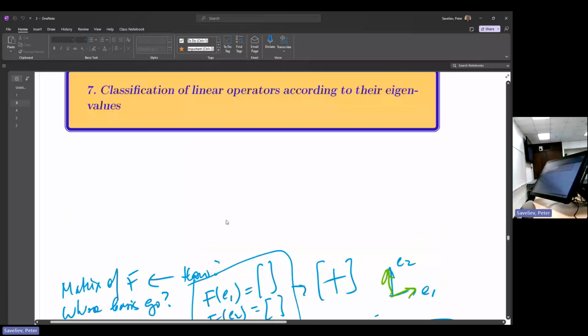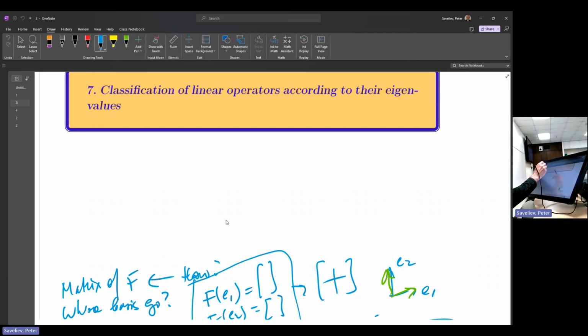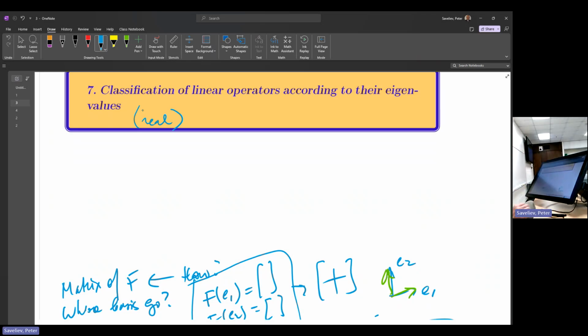All right, so this is pretty much what we wanted to get from linear algebra. Okay. Classification of linear operators according to their eigenvalues, and so implicitly it is the real ones, and so that's the limitation of what we got. The behavior that is a simplified behavior in particular directions.